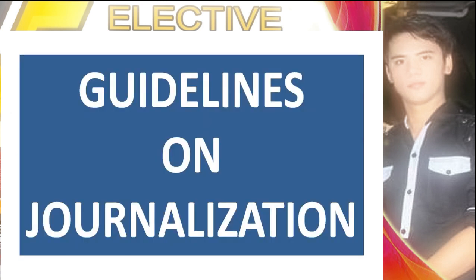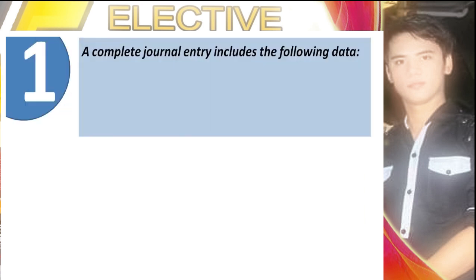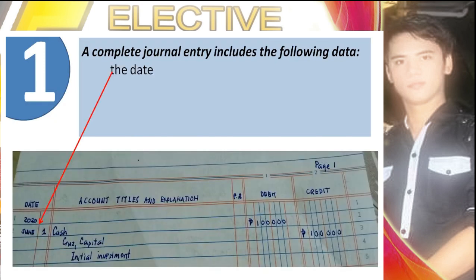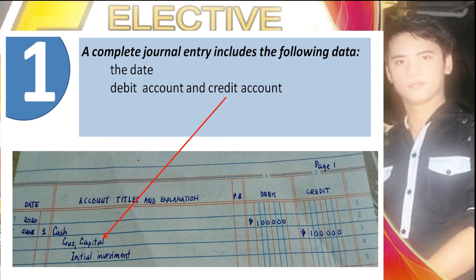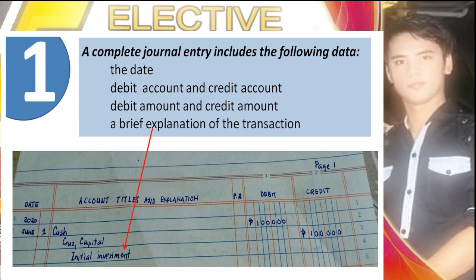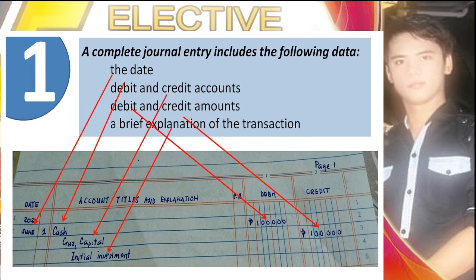We have the date, the account titles and explanation, PR, the debit, and the credit. Let us discuss the guidelines on journalization. The first, a complete journal entry includes the following data: the date, the debit account, the credit account, the debit amount, the credit amount, and a brief explanation of the transaction. So always remember, a complete journal entry includes the date, the debit and credit accounts, the debit and credit amounts, and a brief explanation of the transaction.